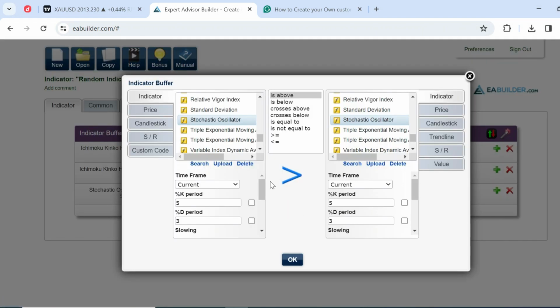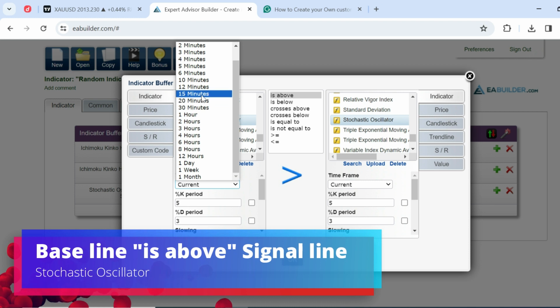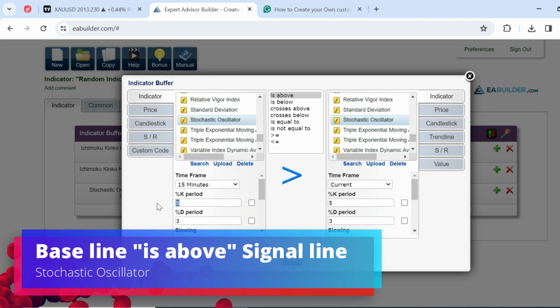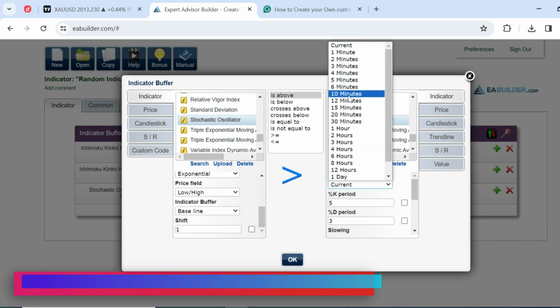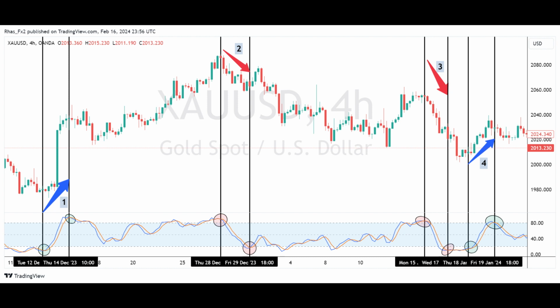The stochastic baseline is above the stochastic signal line. This means that the same settings for the stochastic we used in the prior buy condition are what we will use here on the left. On the right side, the same settings except the indicator buffer will be the stochastic signal line. So what we are trying to do is buy and sell given the best market conditions as you see here. Let's look at what the smaller time frame looks like in these conditions.